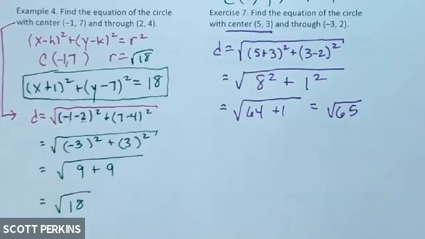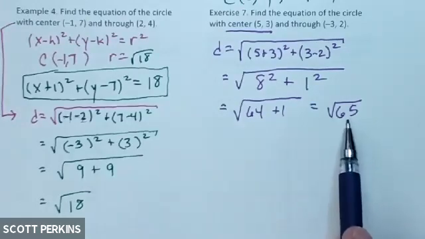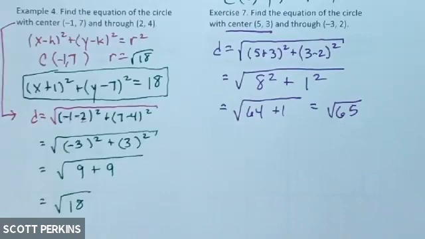Now, as opposed to the previous problem, 65 does not have a factor that's a perfect square. It's 5 times 13, I think, if I'm doing my arithmetic and talking at the same time correctly. So this would not simplify anyway. We can finish this up now.